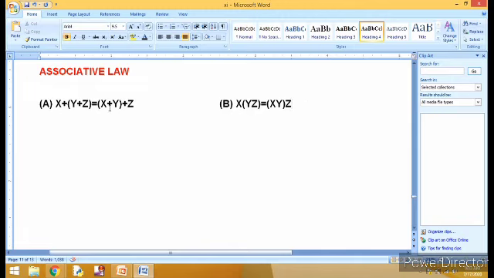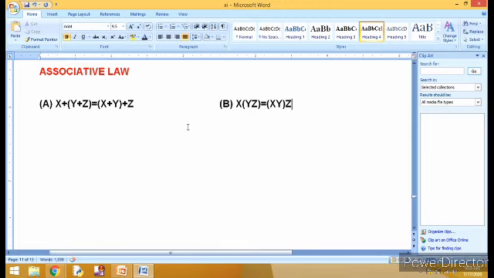So this law can be proved either by using the circuit or with the help of a truth table. Can we do this? Can you prove it with the help of a truth table and a diagram, that is, the logic circuit? Yes, sir. I hope you can do this. So please try yourself to prove this associative law.